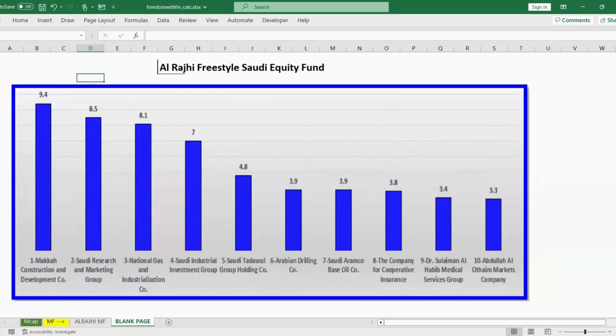So for example, Makkah Construction is a small cap construction company, right? Which has buildings across the country. Suleiman Al Habib is a big hospital chain. It's a large cap stock. Al Uttaim Markets, the retail chain, that's a mid cap stock. At the end, you have the Tadawul, which is a mid cap stock. You have Saudi Research Marketing, which is a small cap stock. Aramco, of course, is a mega large cap stock. So it's giving a mix of large, mid, small.